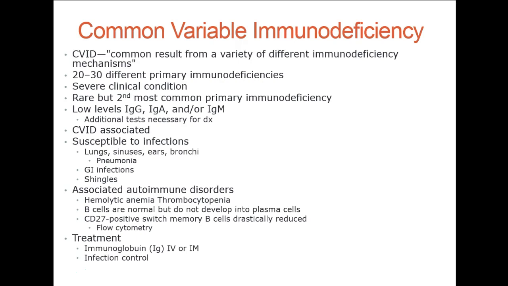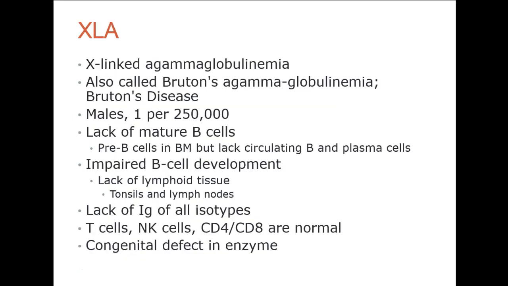In most cases, the CD27 positive switch memory B cell is drastically reduced. We treat these with immunoglobulin, IVIG. Also infection control, when they do get the infections.